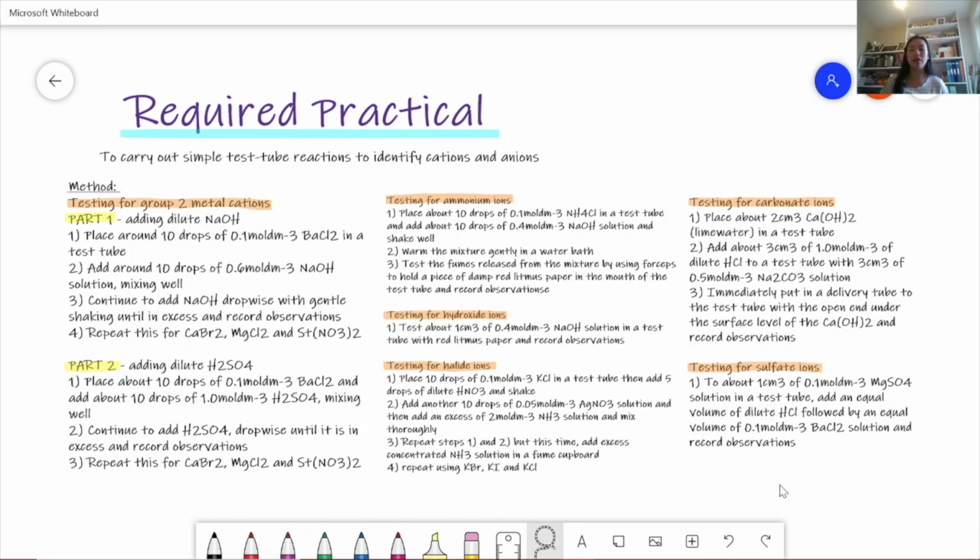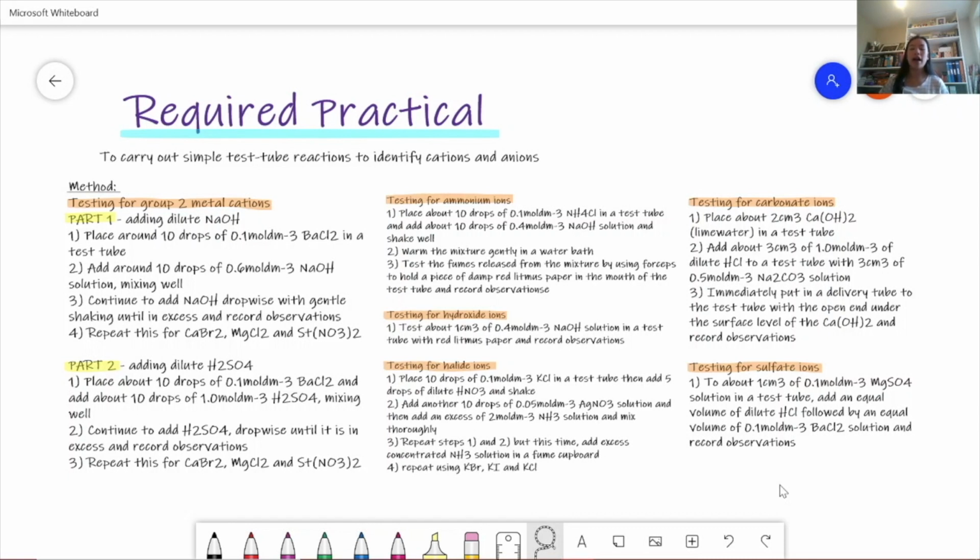All your observations should go into tables. So this would be one table when you're testing for group 2 metal cations, and then you would have two rows. The first row would be adding sodium hydroxide, and the other row would be adding sulfuric acid.